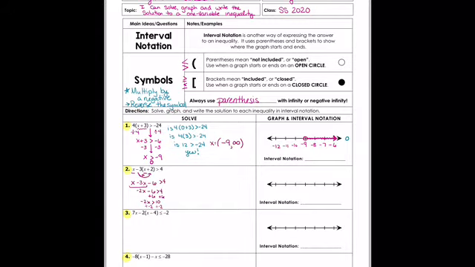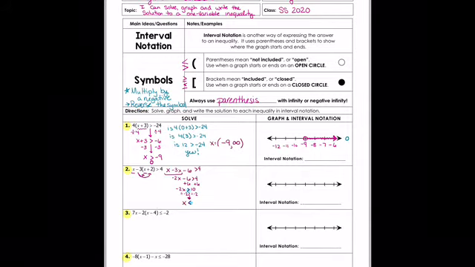Now, here's where we really have to be careful, because when we divide or multiply by a negative number, we're going to have to flip that sign around so that now it is a less than instead of a greater than symbol. And then 10 divided by negative 2 is negative 5. So that's where you want to be careful, and when you multiply by a negative, you want to reverse that symbol.